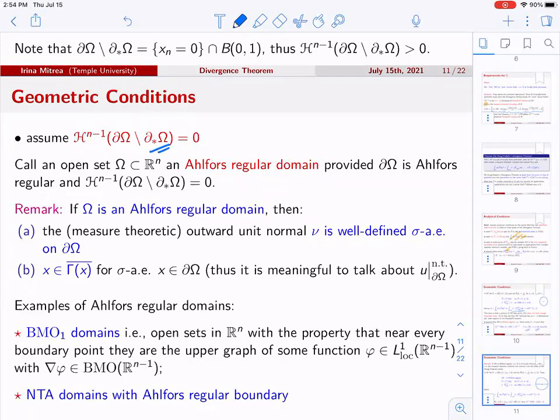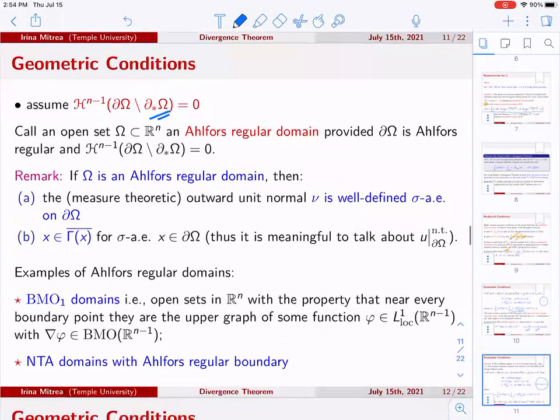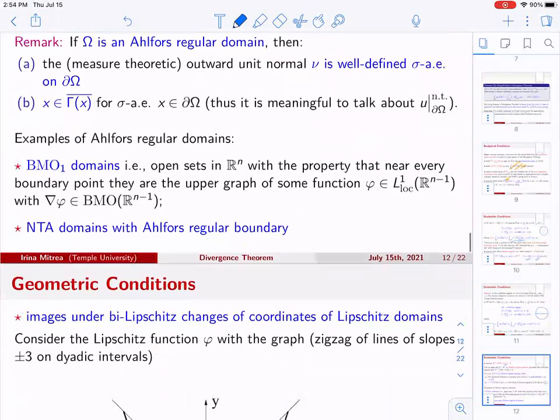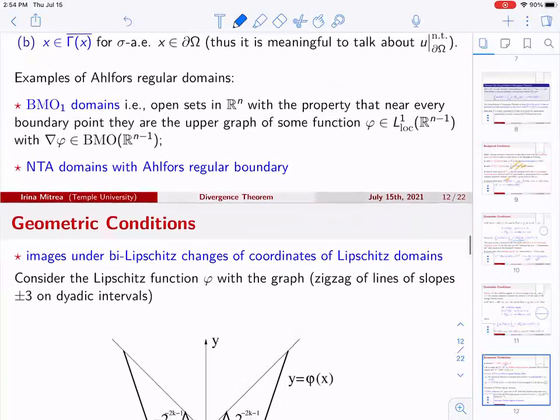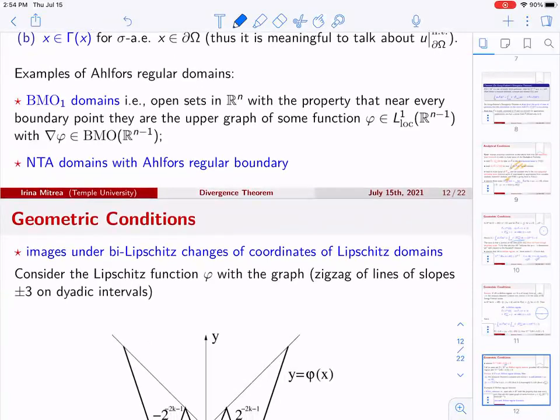I'm not going to walk you through the technical definitions. I'm just going to show you a couple of domains. BMO domains are open sets in Rn with the property that near every boundary point, they are the upper graph of some function phi, which is locally integrable with the gradient of phi belonging to the space of bounded mean oscillations. This is a domain that would satisfy the type of condition that I imposed. NTA domains with Ahlfors regular boundary, for those who are familiar with these terms.